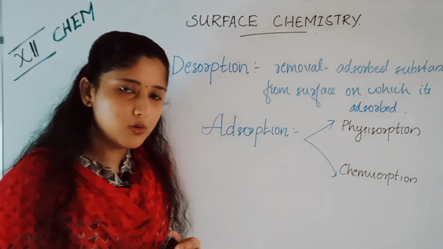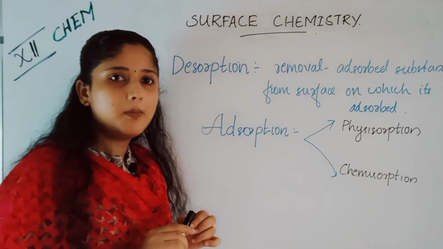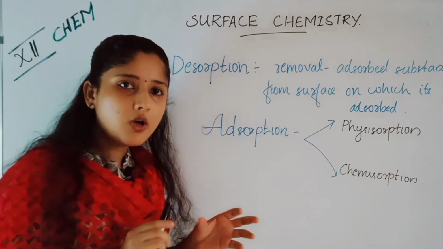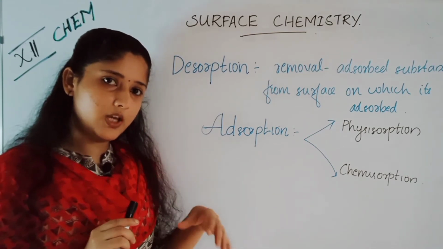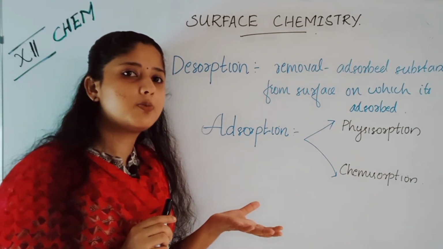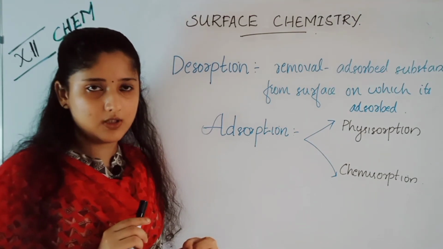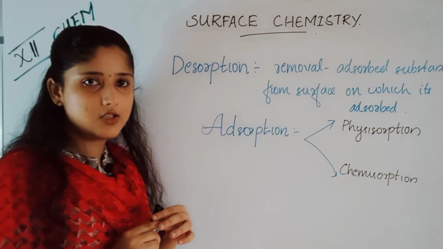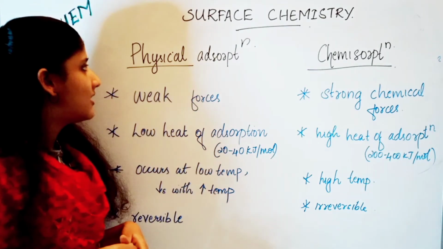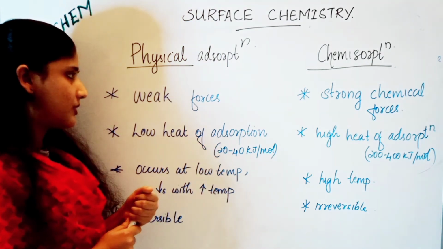And when the molecules of adsorbate are adsorbed on the surface by means of strong chemical forces, it is called chemisorption. If it is weak van der Waals forces, it is physisorption, and if it is chemical bonds, it is chemisorption. These are the two important classifications of adsorption. Let us discuss the difference between physical adsorption and chemical adsorption.